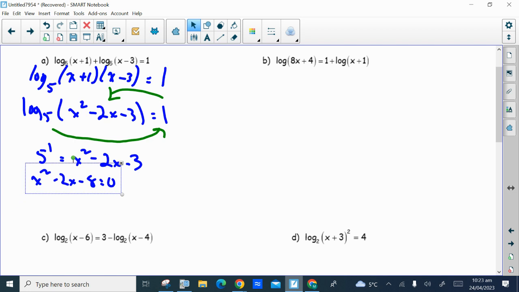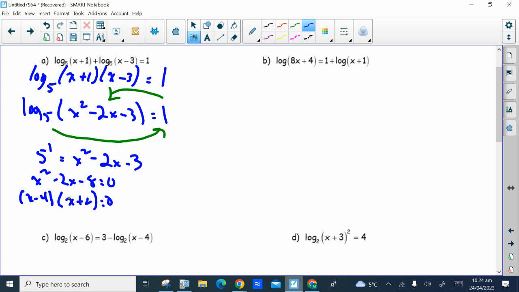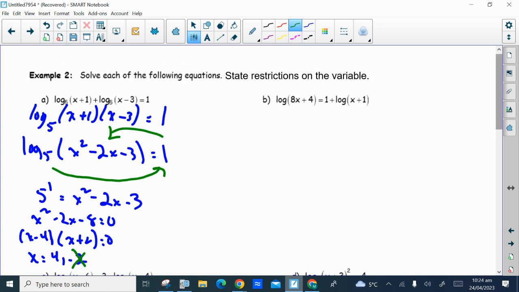And we solve quadratics by factoring normally. The factors will be x minus 4, x plus 2, which gives us answers of positive 4 and negative 2. If you look at the arguments, x cannot equal negative 2. It is extraneous. Because if you let x equal negative 2 in either of these arguments, you'll get the log of a negative number, which we can't have.